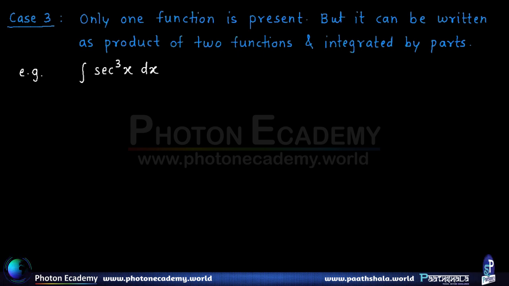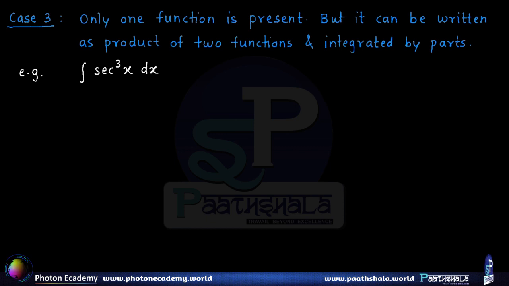Now that is because once we factorize or write the given function as a product of two functions, out of those two functions one might be easier to integrate with respect to the other one. So therefore we can use the integration by parts. Right. Now let's see one example. Here suppose we want to integrate sec cube x.